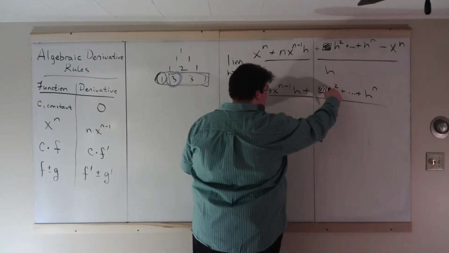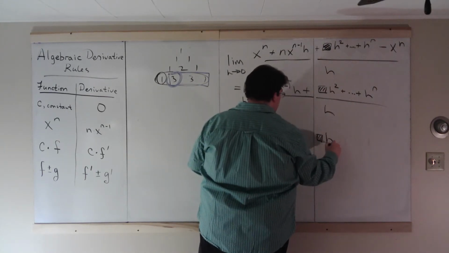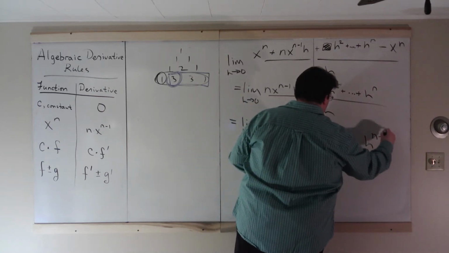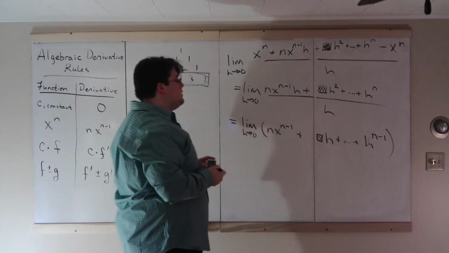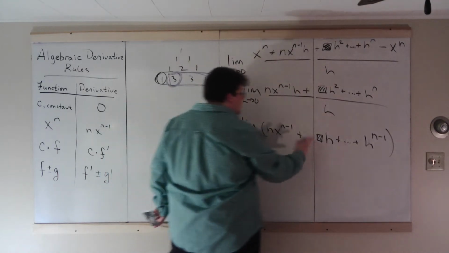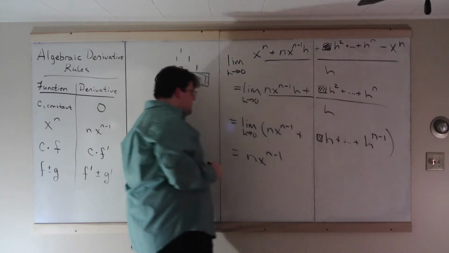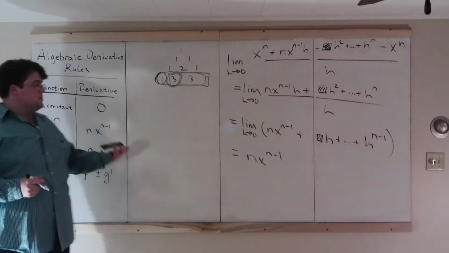We cancel an h there. We have one h left, plus blah, blah, blah, plus h to the n minus 1. And now, as h approaches 0, all of those terms go to 0. And the first term doesn't change because it has no h's.